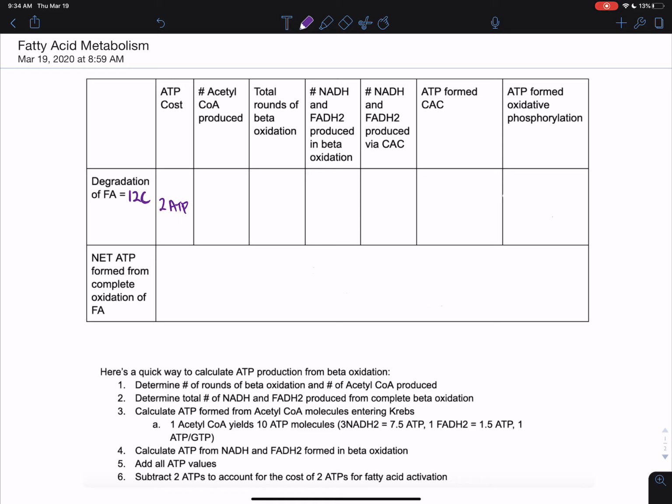And then now you want to calculate how many acetyl-CoA is produced. Acetyl-CoA is a 2-carbon chain, so if you start off with 12 carbons, you're going to end up with 6 acetyl-CoA. Now you want to count how many rounds of beta oxidation this goes through. The rounds will be one less than however many acetyl-CoA you form.